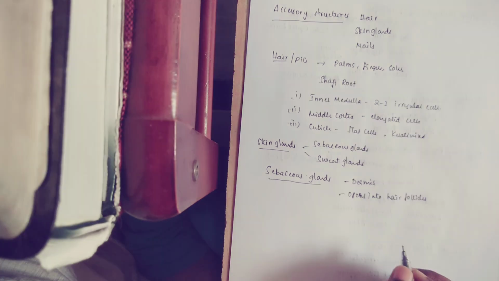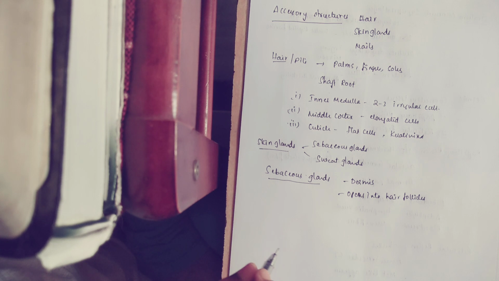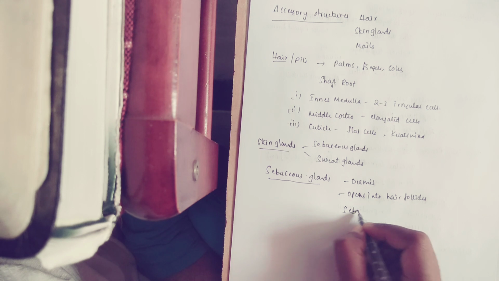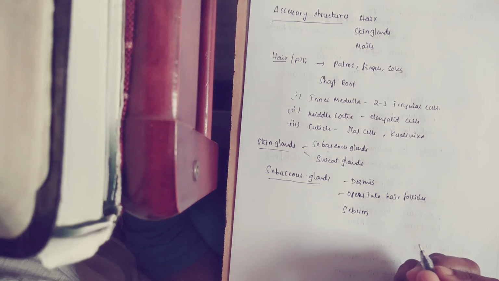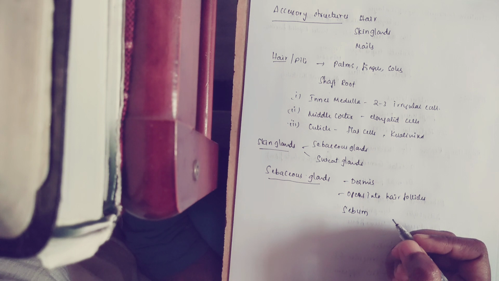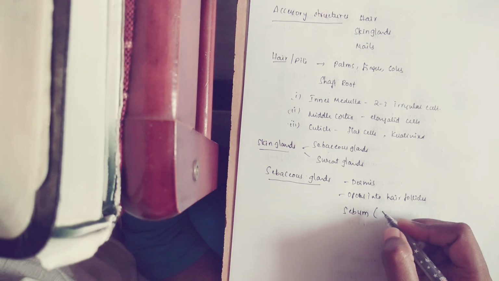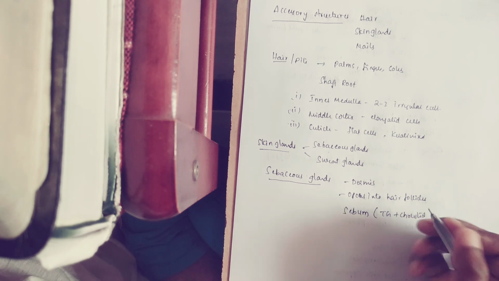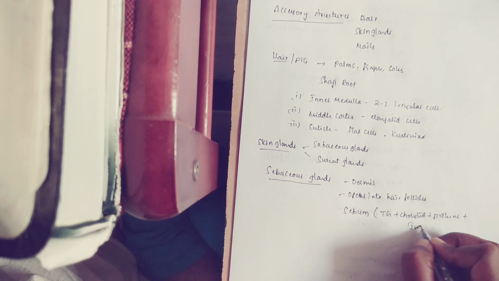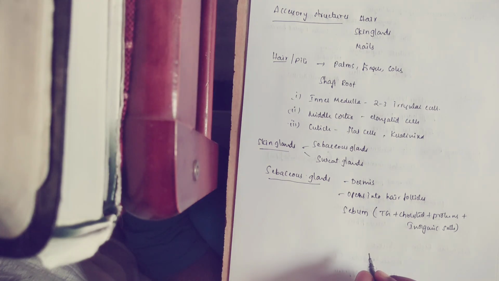What is the use of the sebaceous glands? The sebaceous glands secrete sebum. This sebum is made up of triglycerides, cholesterol, proteins as well as inorganic salts. This is the composition of the sebum.